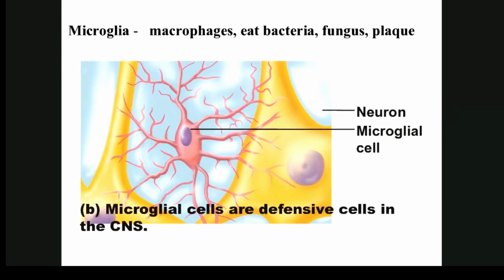Now, another cell is a microglial cell, or microglia. Microglial is an adjective form. They are basically macrophages of the central nervous system. They eat things that need eating. Bacteria, fungus, viruses, but also plaque, and things that are not supposed to be inside your brain.